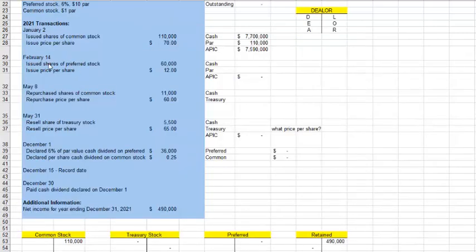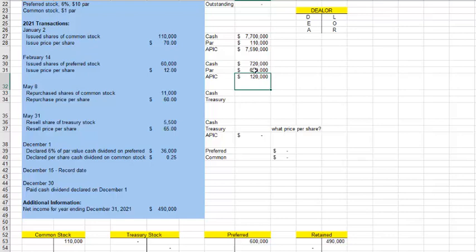Now let's look at February 14th. We're going to issue 60,000 shares of preferred stock. The issue price is $12. We see here that our preferred stock is 6%, which helps us calculate our dividend, and $10 par. What we're going to do here is calculate our cash. We issued 60,000 shares at $12, so 60,000 times 12 is $720,000. Our par is going to be 60,000 times $10 par. So 60,000 times 10 is going to equal $600,000.